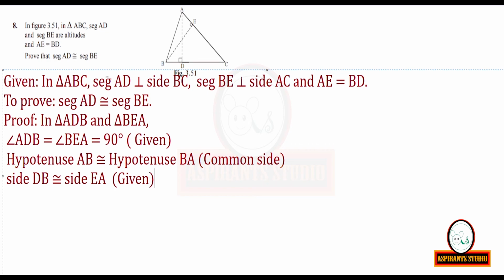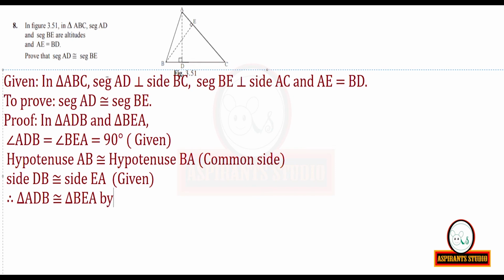Next, side DB will be congruent to side EA because it is given. Therefore, triangle ADB will be congruent to triangle BEA by hypotenuse side test. If the hypotenuse and a side of a right angle triangle are congruent with the hypotenuse and the corresponding side of the other right angle triangle, then the two triangles are congruent with each other.